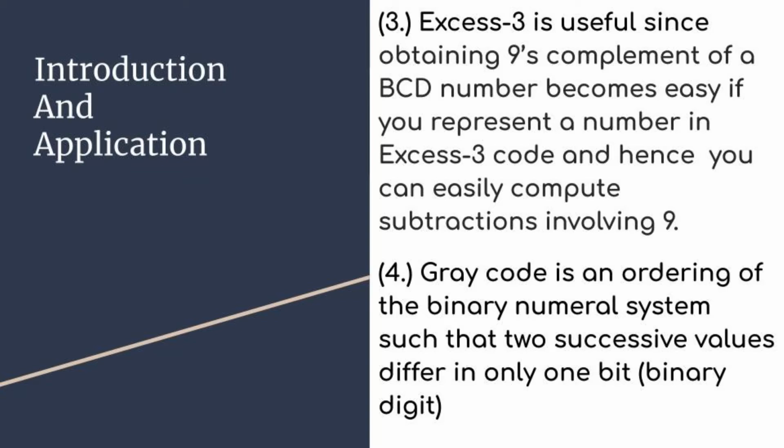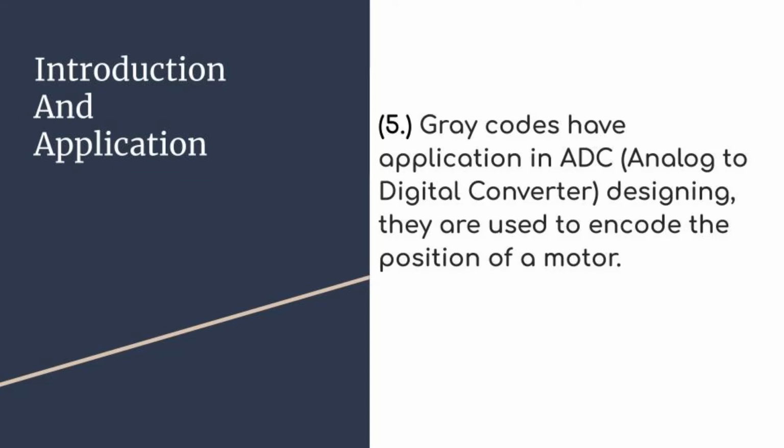Gray code is an ordering of the binary numeral system such that two successive values differ in only one bit, that is, one binary digit. And the third form of code, gray code, has an application in ADC, that is, analog to digital converter designing. They are used to encode the position of a motor.